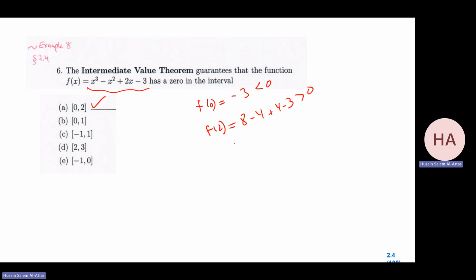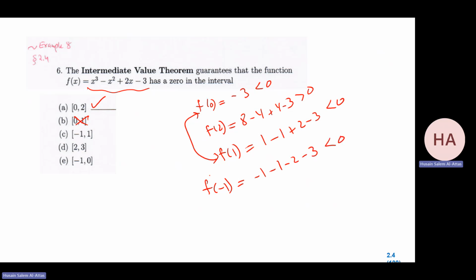So this is okay. F at 1, I need to check 0 and 1. That will be 1 minus 1 plus 2 minus 3. This is negative. So 1, I need to exclude. Between 0 and 1, both are negative. So I'm getting nothing. F of minus 1, it will be minus 1, minus 1, minus 2, minus 3, which is negative. So minus 1 and 1 give me nothing.